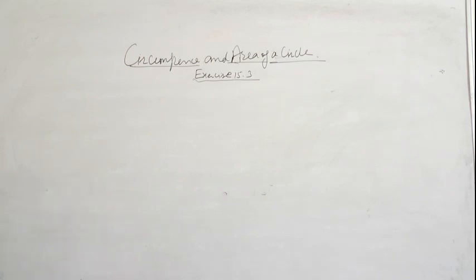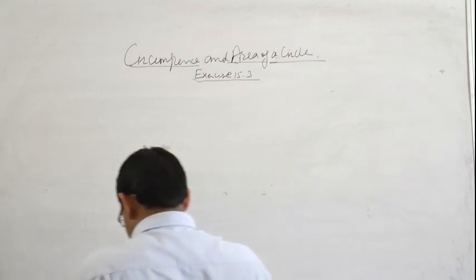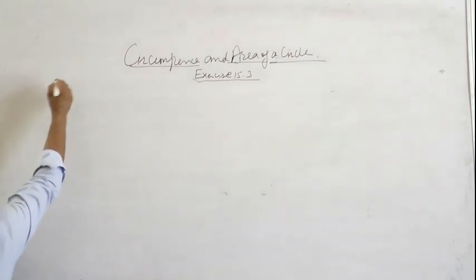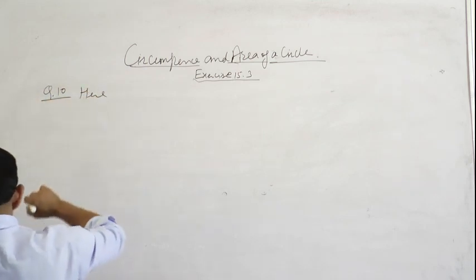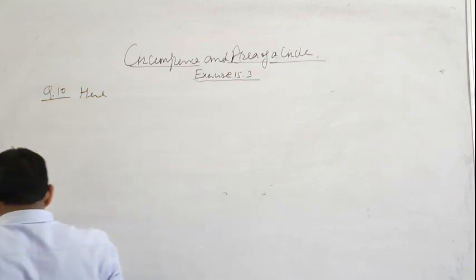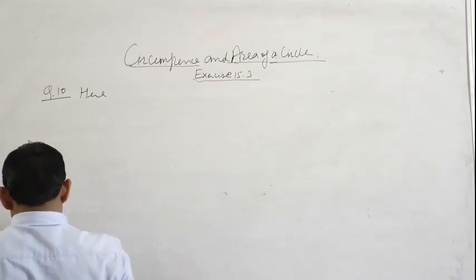Now question number 10. Question number 10 is, in the given figure radius of a semicircle is 7 centimeter.